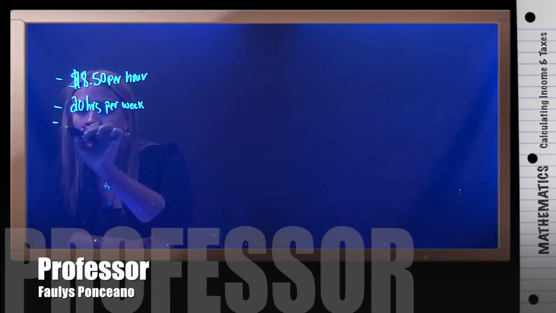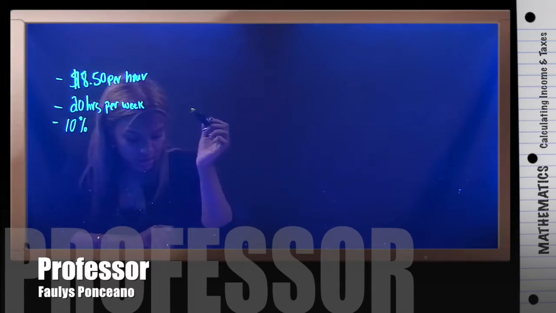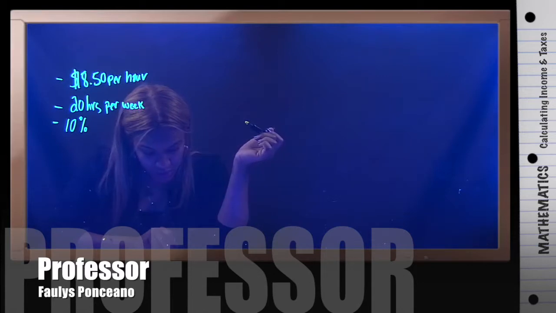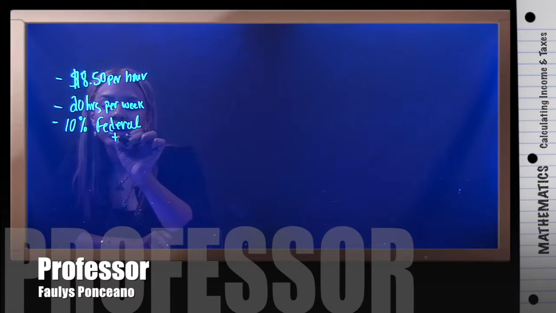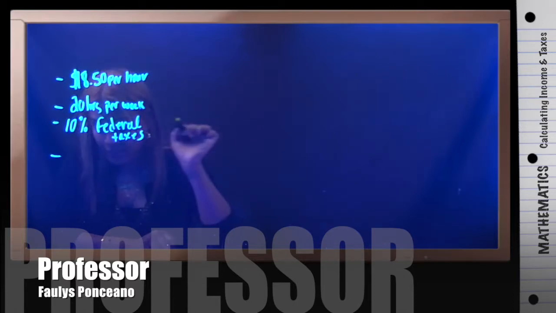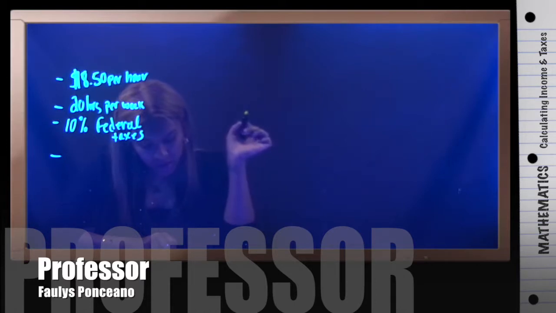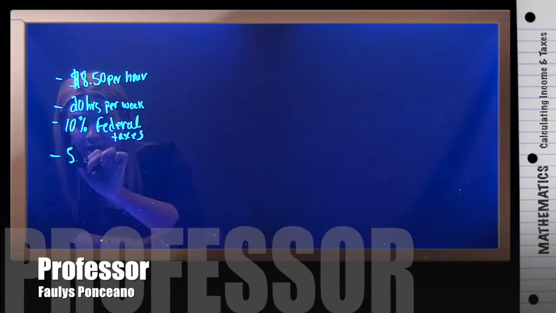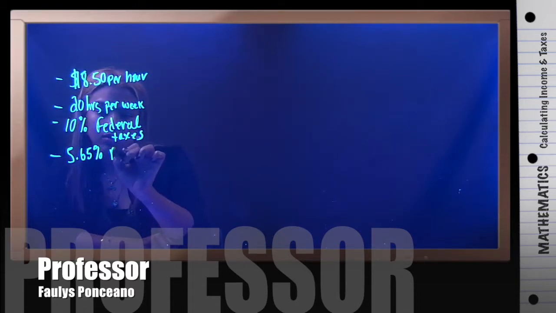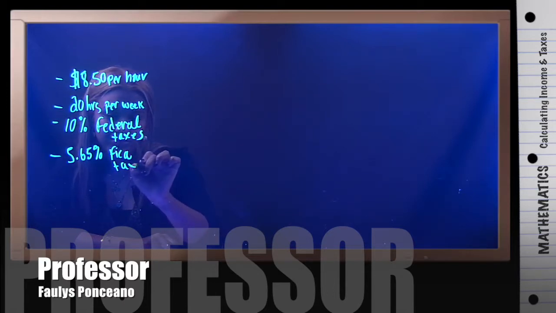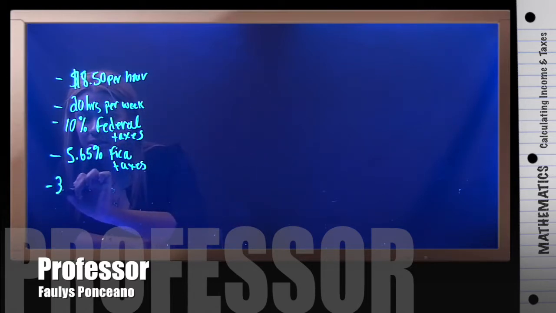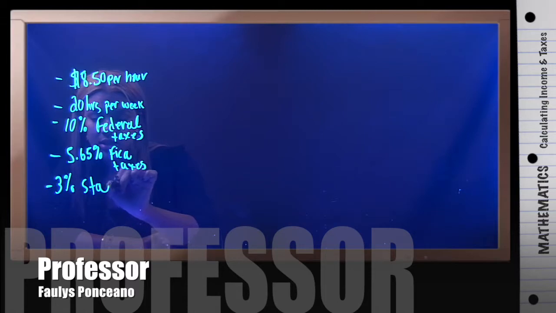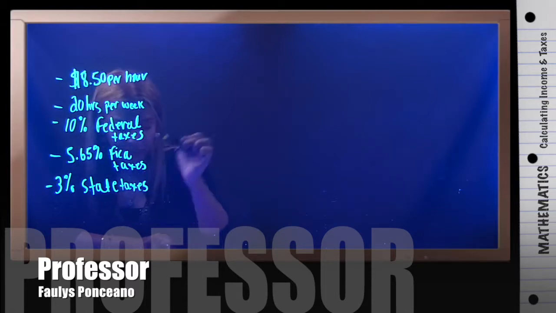So 10% withheld from your gross pay for federal taxes. Federal taxes, right? What else does it say? 5.65% for FICA taxes. And then it says, and 3% for state taxes. 3%, state taxes, right? So let's read it again.